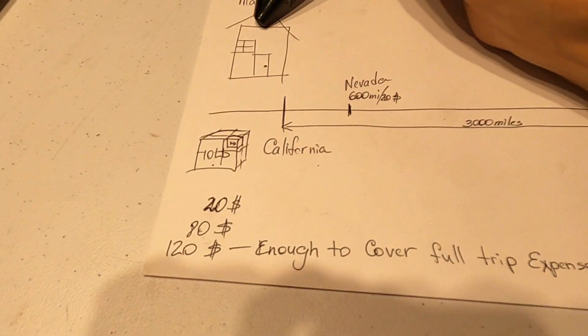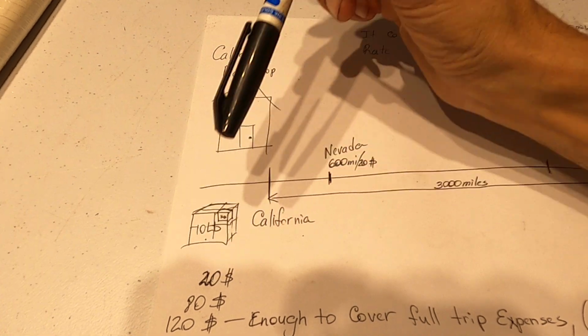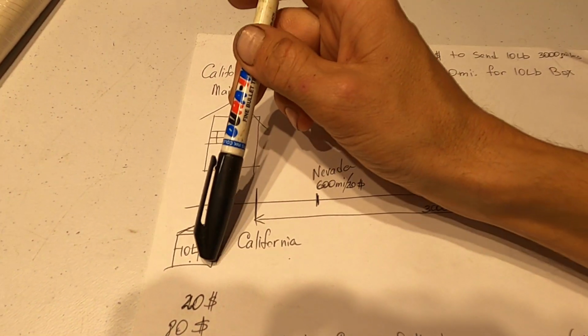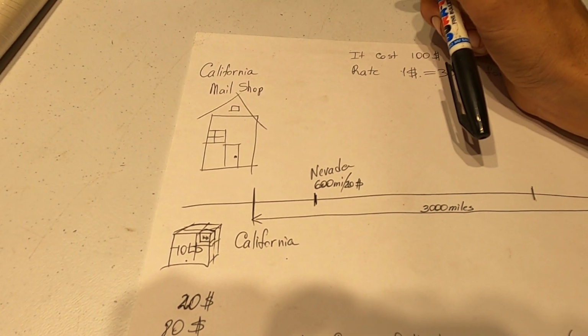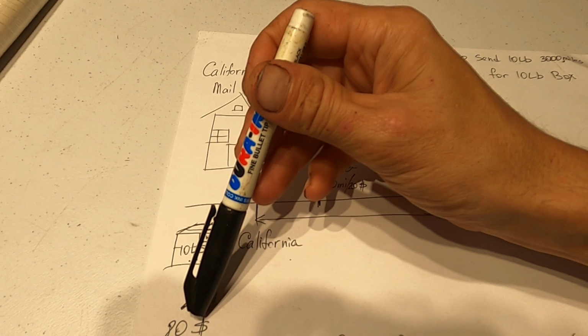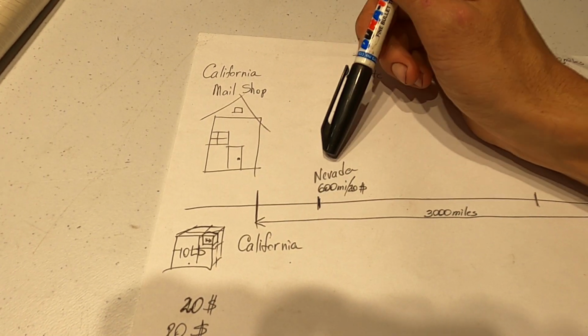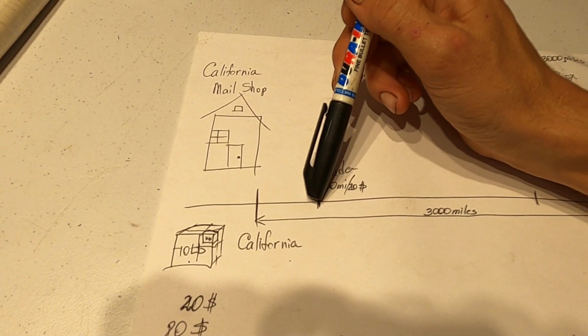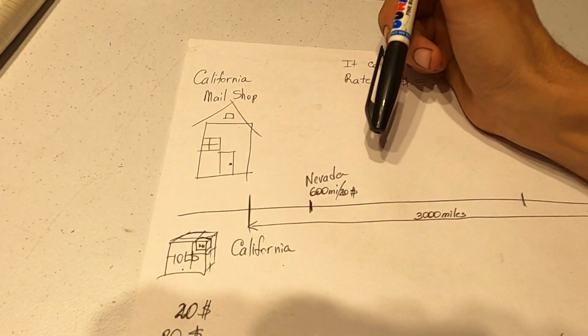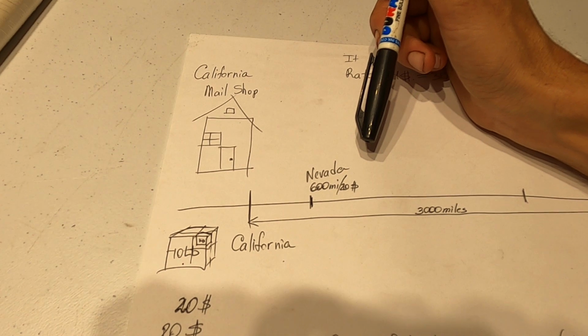If you come to the mail shop and say, I only have $20 in my pocket, how far will you send my 10 lb box from California? They will do a calculation. They're going to say, for $20, we're only going to be able to send it to Nevada, which is about 600 miles away from where you are. You say, I have $80. How far will you send it for $80?